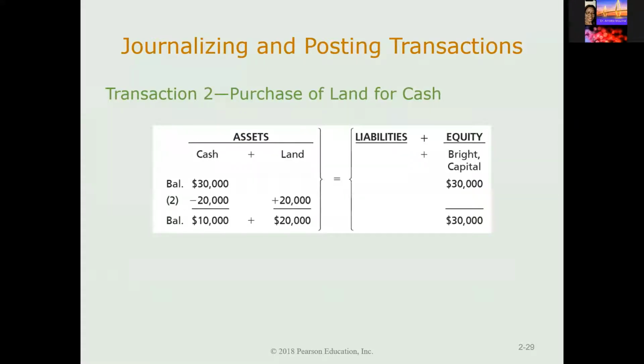And in step 5, the accounting equation is still in balance because land was increased by $20,000. And the remaining balance in cash is $10,000. So 10,000 plus 20,000 is 30,000. And you'll see that your left side is in balance with your right side. Assets equal liabilities plus equity.